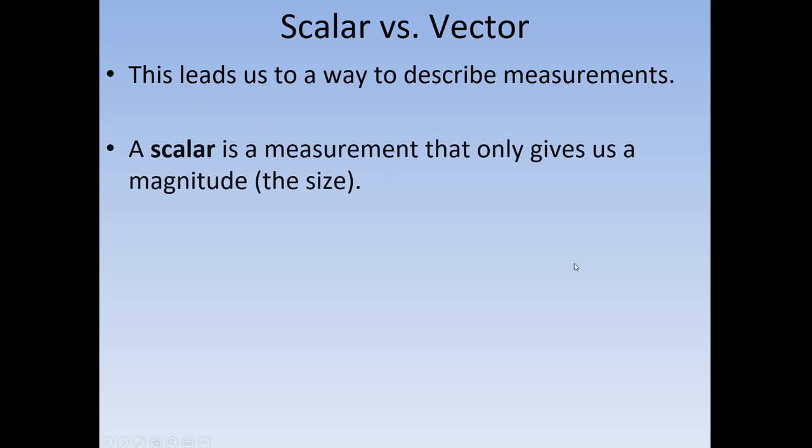So a scalar is used to define a measurement that only gives magnitude. Now in this class, magnitude is referring to size. Think back to what I said about the scientific notation and how the order of magnitude was basically how big the number is, the number of digits essentially. Here it's kind of the same thing. Magnitude just means size.